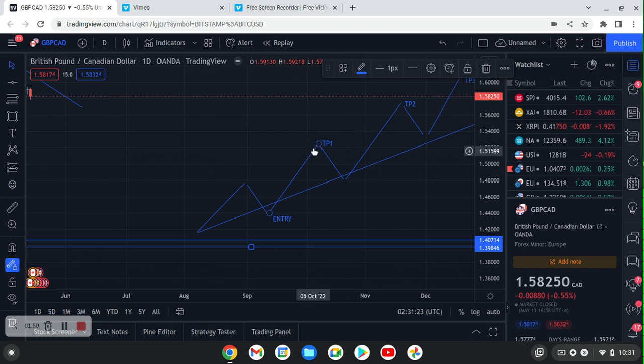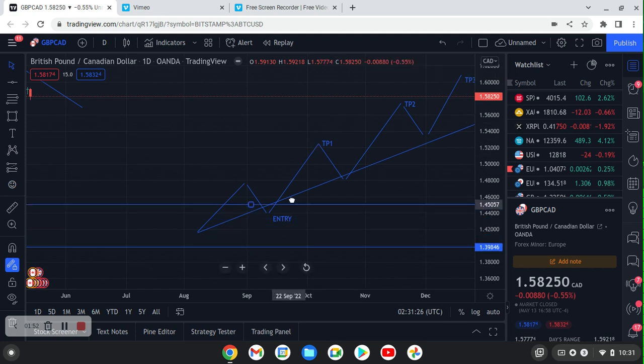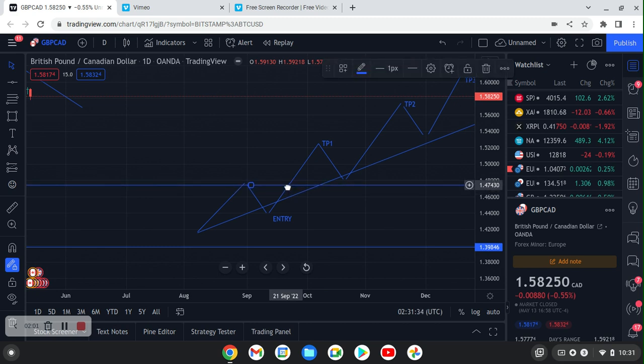Say price hits TP1. You would take your stop loss and move it to your previous higher high. So now, let's say it comes down for the pullback, and you have it just below where the new lower high would be. So if it does come down and wick, whatever, you're out in profit. You made profit no matter what. This is now a risk-free trade.